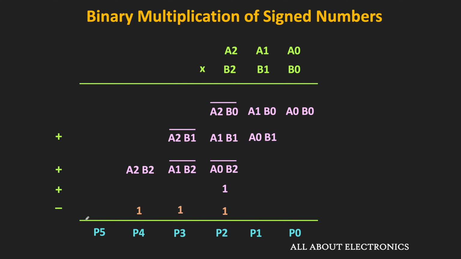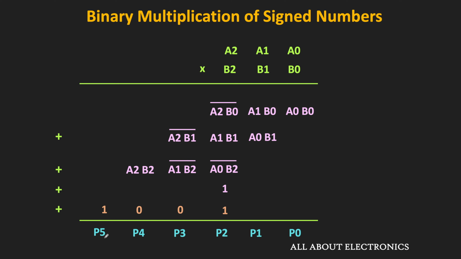Now here, this minus 111 is equivalent to minus 0111. So if we take the 2's complement of this number, then this minus sign will get converted to the plus sign. And as you know, the 2's complement of this number is equal to 1001.